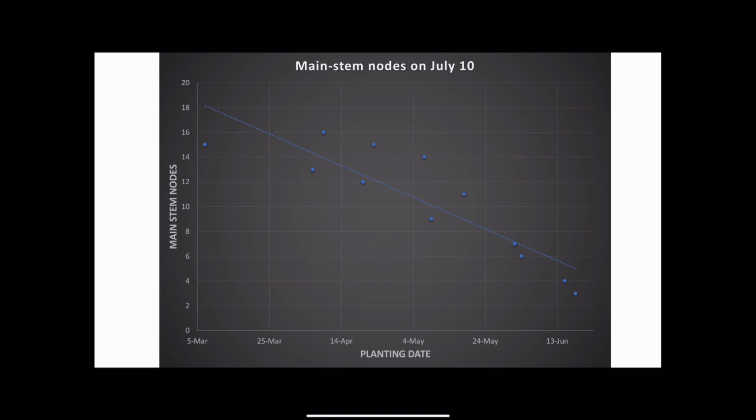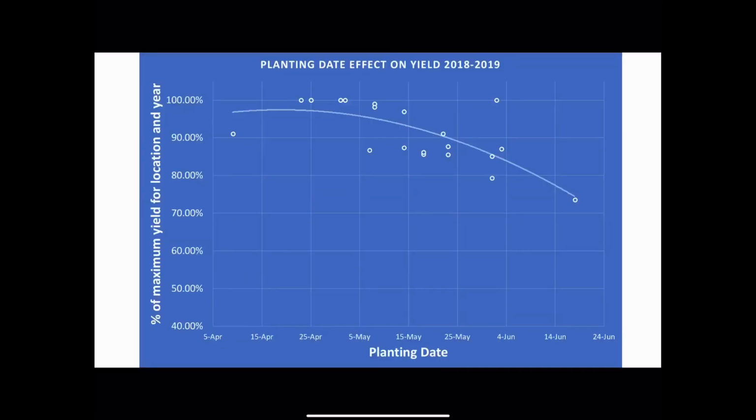And this is not surprising. University data confirms that nodes are pretty much developed regardless of weather conditions. It's more a factor of time. So if we plant earlier, we're going to have more nodes and therefore more yield potential. We don't have yield data from this year, obviously, but if we look at 2018 and 2019 yield data, we can see pretty much what we expect, where the early planting dates give us the best chance to receive maximum yield, and then it tails off as we get into June.